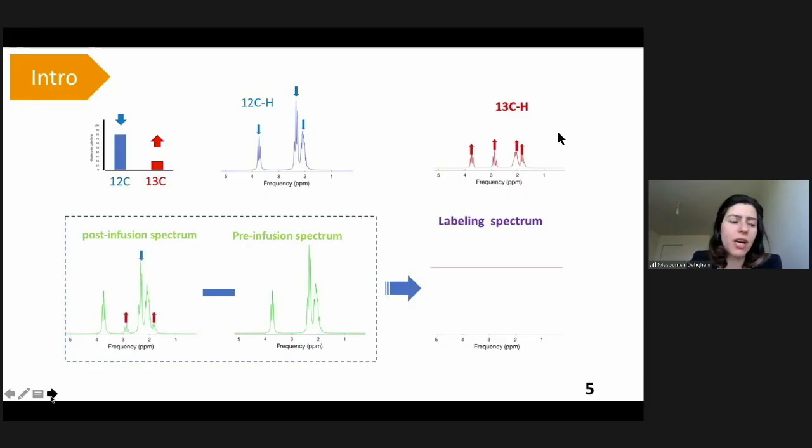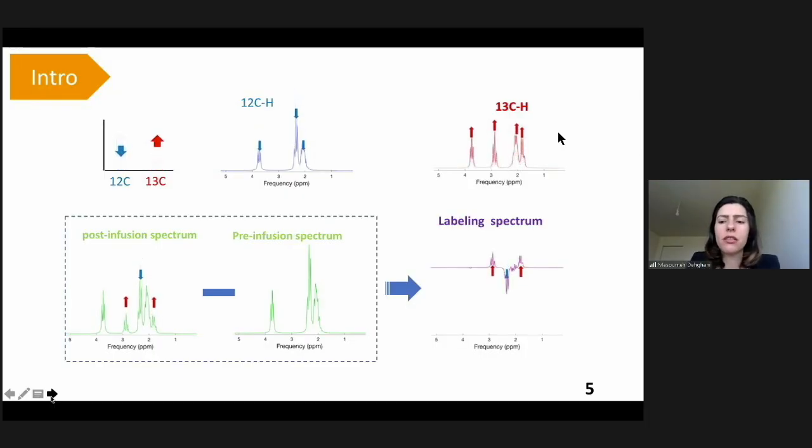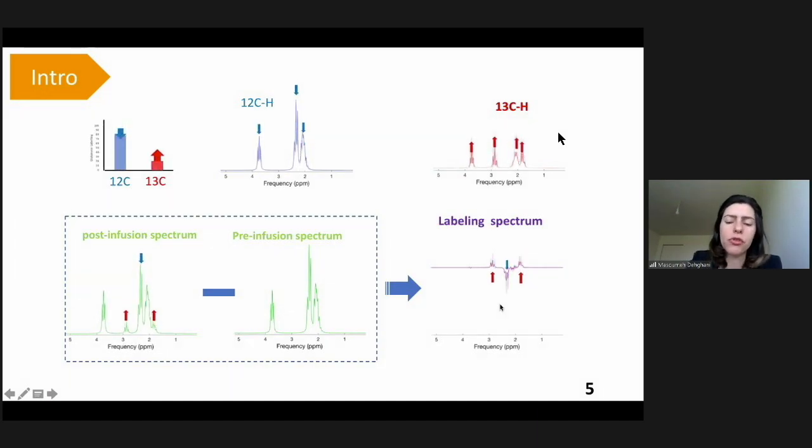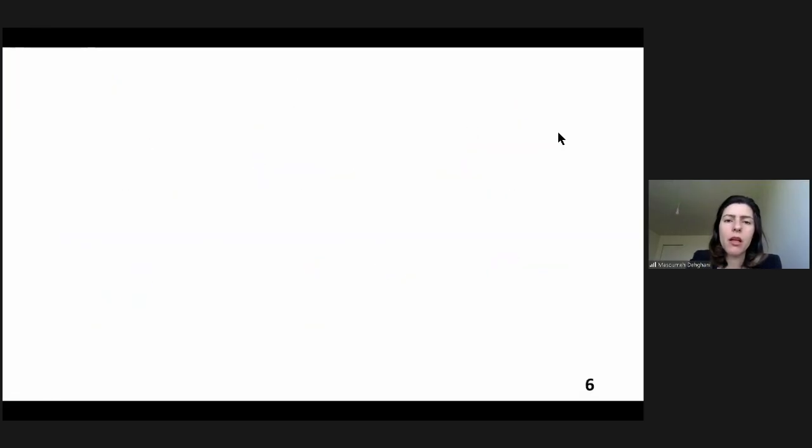Now if we subtract the post-infusion spectrum from the pre-infusion spectrum, we have this pattern for labeling. With time, the amount of signal in this small satellite peak increases, and the amplitude of this negative peak will also increase with infusion time.